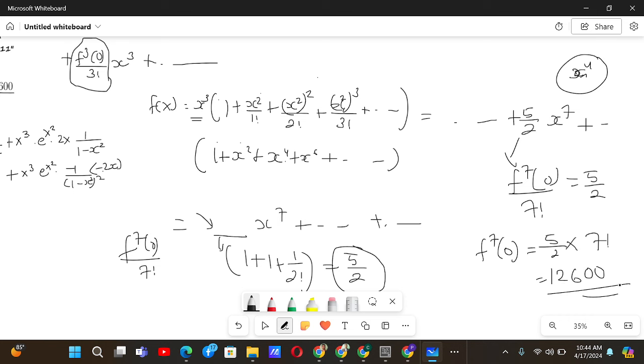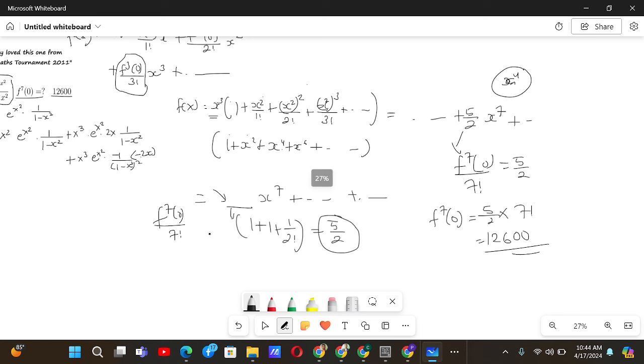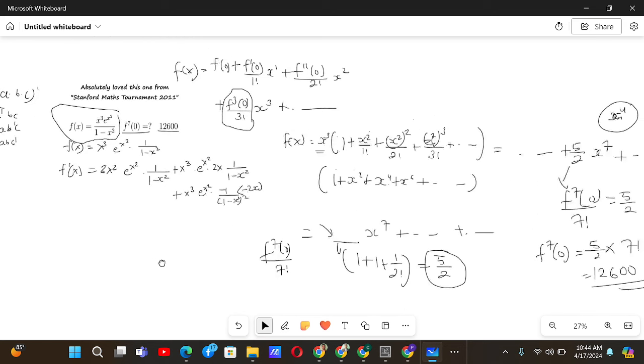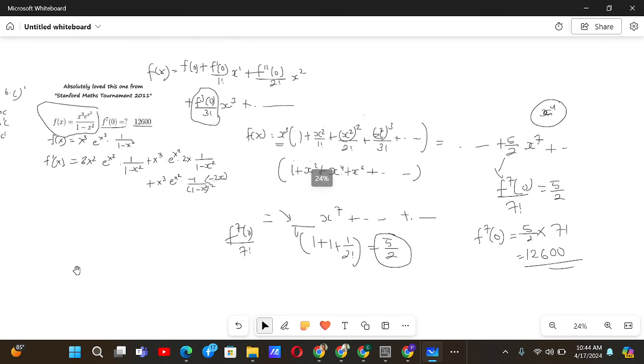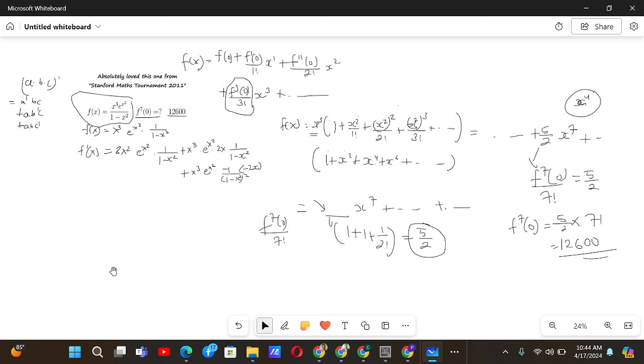So this was a pretty nice and tricky way to find the nth derivative evaluated at 0. I liked this approach, and I hope you like it too, and in the future you might need this sometime.